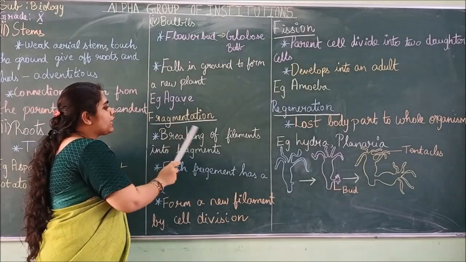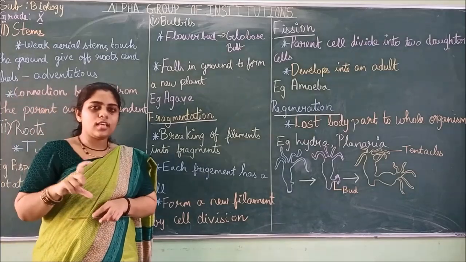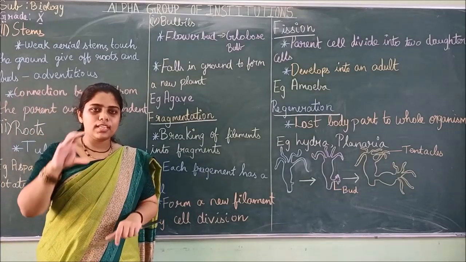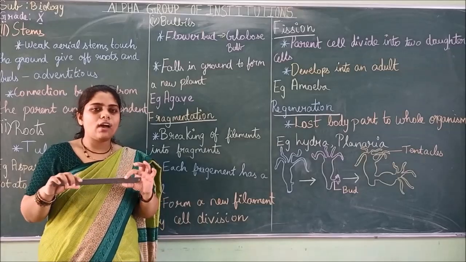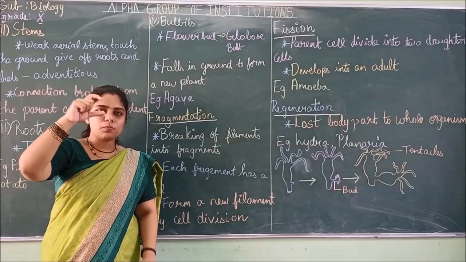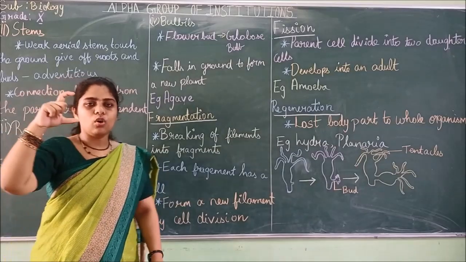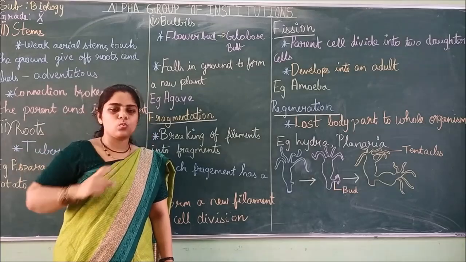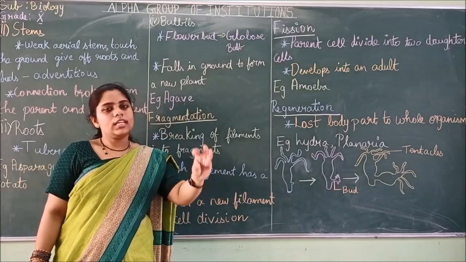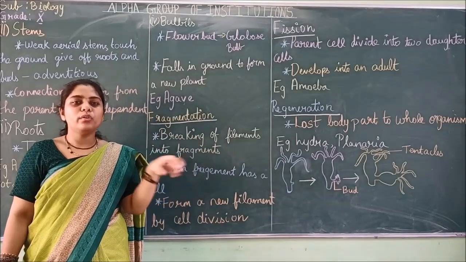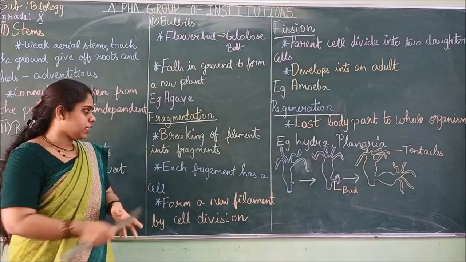Next is fragmentation. Fragmentation means, for example, spirogyra. Spirogyra is a ribbon-like structure, but it has compartments, small box-like structures. If you know the spirogyra diagram, you know it is like compartments. What happens is that each compartment, if it breaks off, has the ability to grow into a new organism, a new plant. So that is called fragmentation.